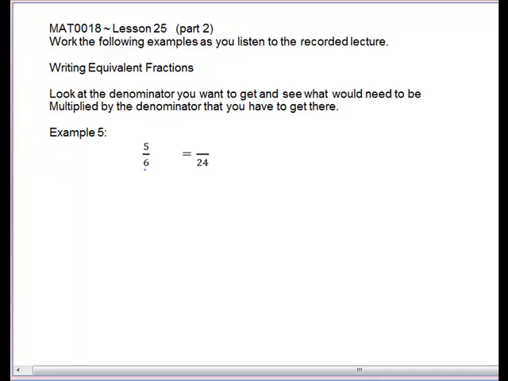So you want to look at your denominator. You have a 6 and you want to get a 24. What could you multiply by to get the 24? Just divide if you get stuck. But we need a factor of 4.